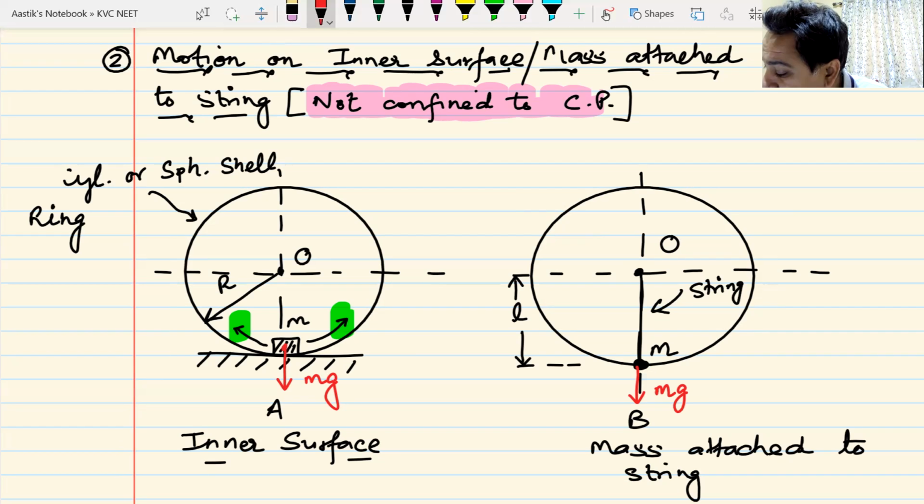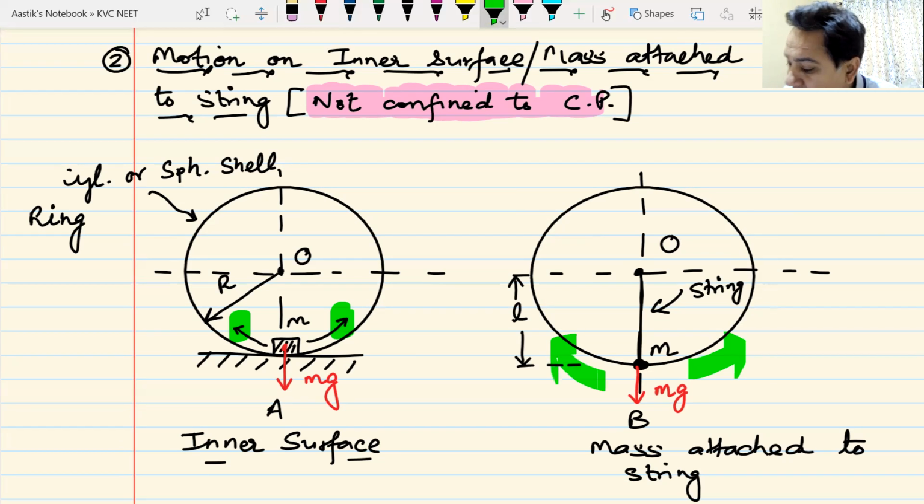This gentleman is also going to move like this. He will go up on this side, or he can go up on that side. It is just like the motion of a simple pendulum, but a simple pendulum only moves like this. This one will go up, up, up, and come back, and it will complete a full circle.